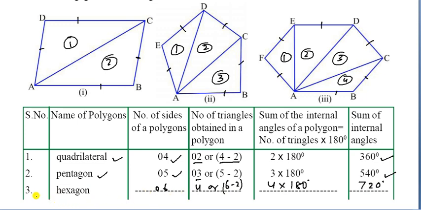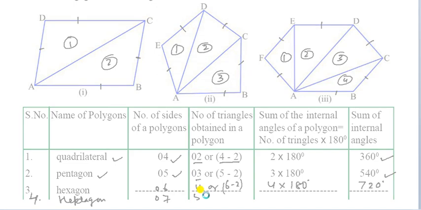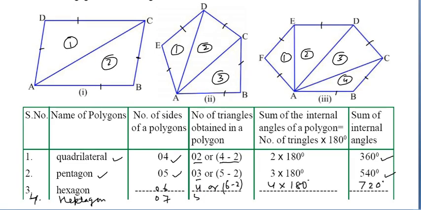And for the heptagon, you can write here 7. In the heptagon there are 7 sides, and how many triangles? That means 5 triangles, or you can say it is 7 minus 2, that is 5, and here it is 5 into 180 degrees, so it is 900. So that one is the sum of internal angles of the polygon.